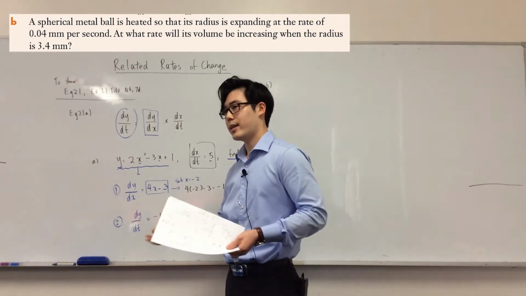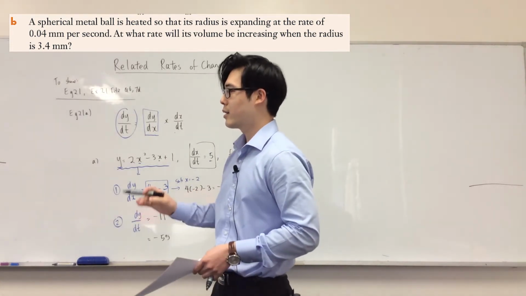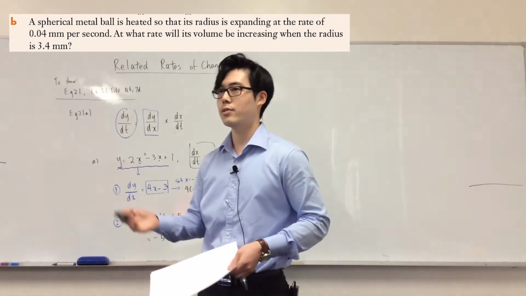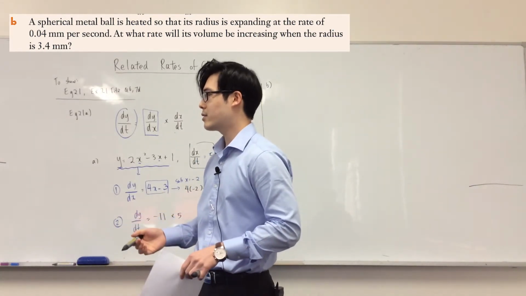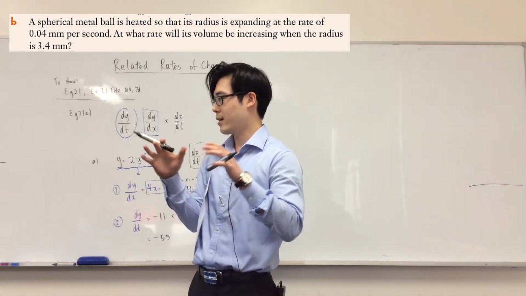Let's read the question again, break it down. Girls, the first line, a spherical metal ball. So we know it's a sphere. Okay? It's heated so that its radius is expanding.